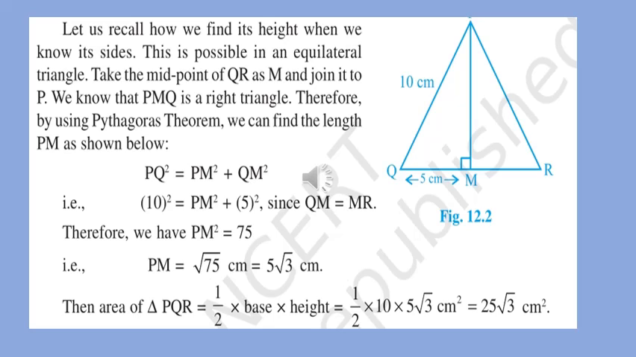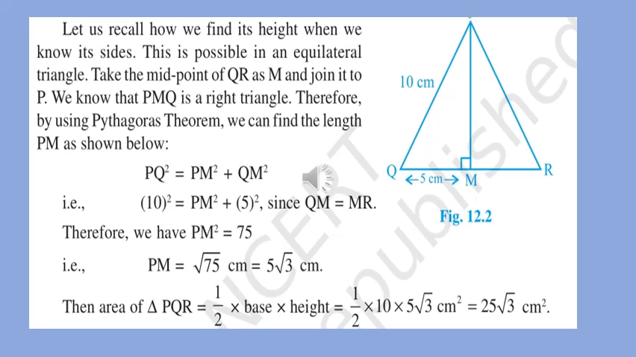So by using the Pythagoras theorem, it is very possible and easy for us to calculate the length PM square. So PQ square equals PM square plus QM square. Substitute the value. You will get PM square equals 75, means PM equals 5 root 3.